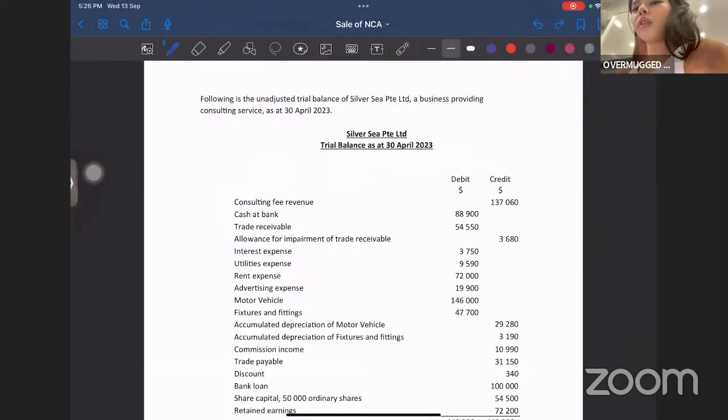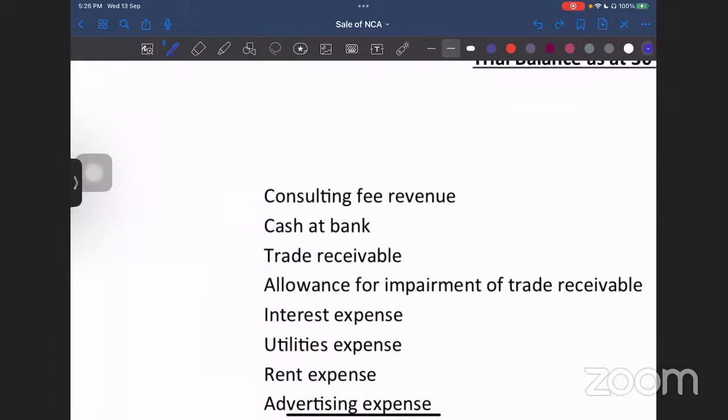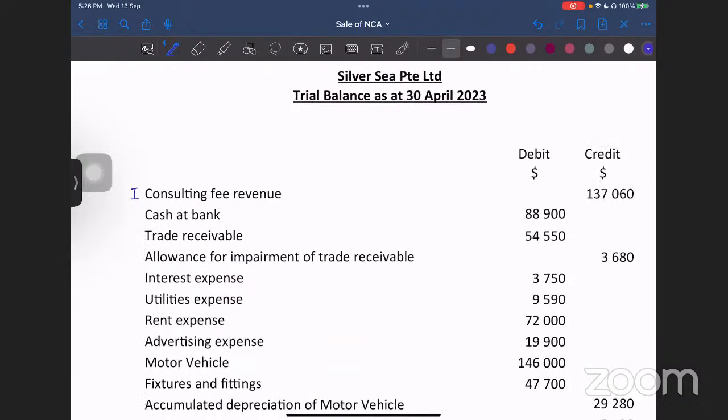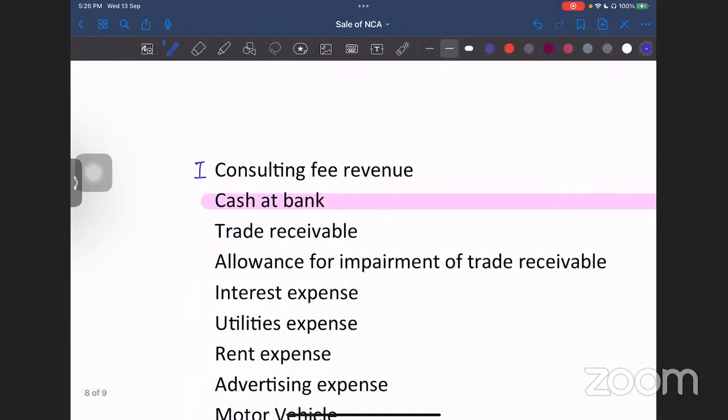Okay, so for here, consultancy fee revenue is an income. For cash at bank, your eyes always have to be sharp and see which side of the trial balance your cash at bank is at. So for here, it is a DR, which means it's a regular cash at bank. Okay, it's a current asset.